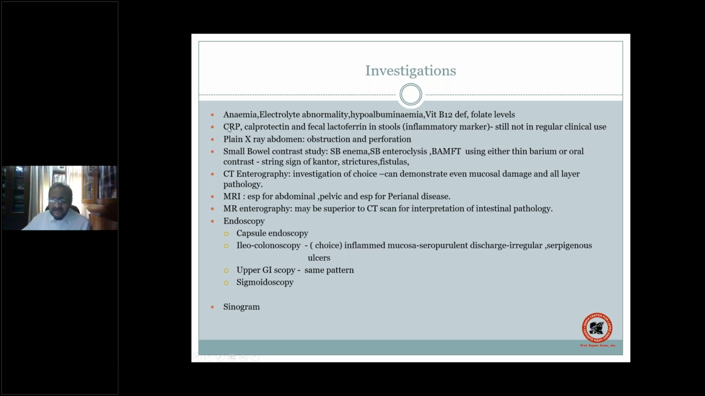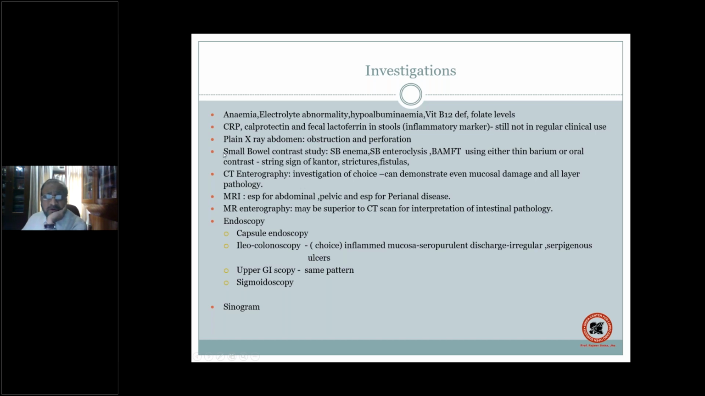Number two, CRP level may be high. You have an inflammatory marker in the stool, two of them, calprotectin and fecal lactoferrin in stools. Debatable, still not in regular clinical usage, but they are mentioned and they are part of the investigative profile, especially in the research scenario, may not be so in the clinical scenario. A plain skiagram of the abdomen would help you to tell whether the patient has got obstruction or perforation. Otherwise, in a routine Crohn's disease in the stage of ileitis, a plain skiagram of the abdomen doesn't help you. But what helps you?